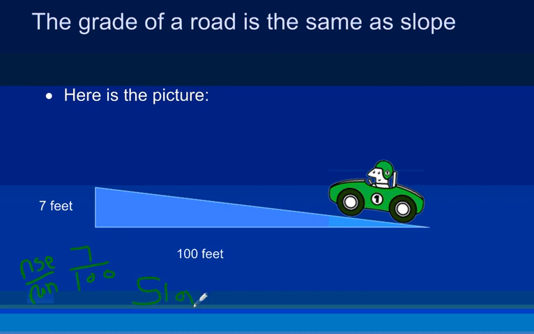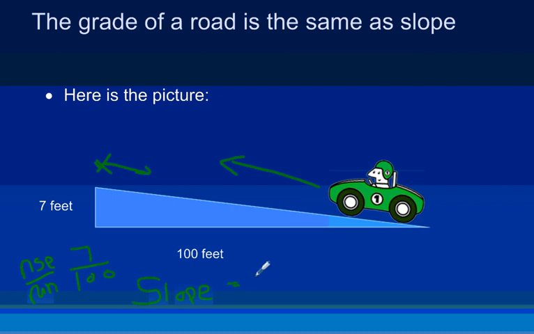So when you see on a road that talks about a 7% grade as you're driving, that means for every 100 feet you've driven, you'll increase 7 feet, or maybe decrease 7 feet, depending if you're sitting up here going down the hill, or if you're like a little car and he's coming up the hill. So this is our slope.